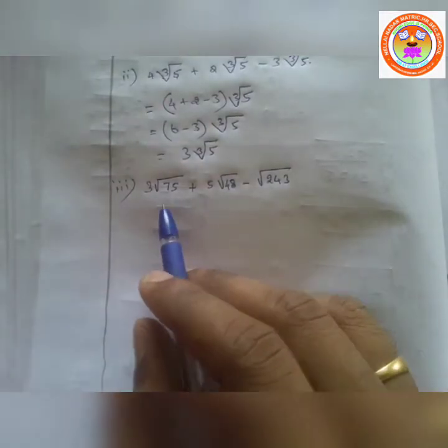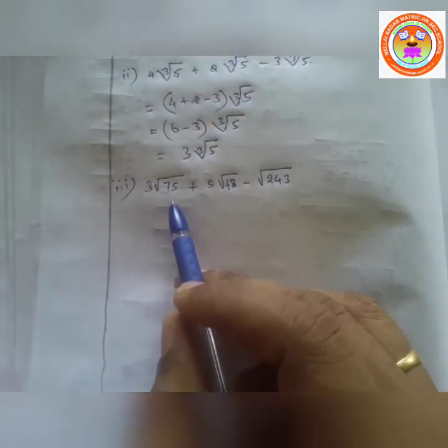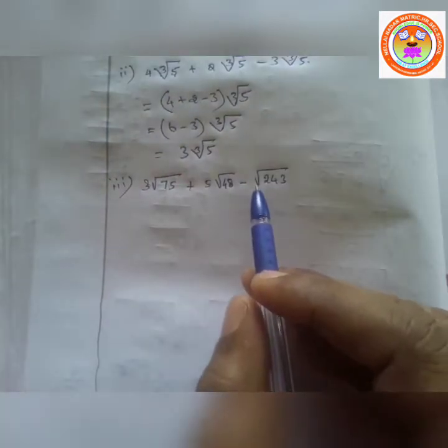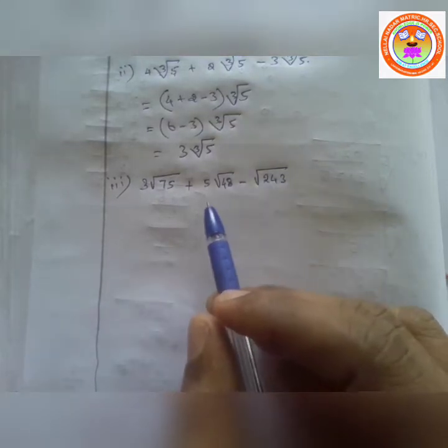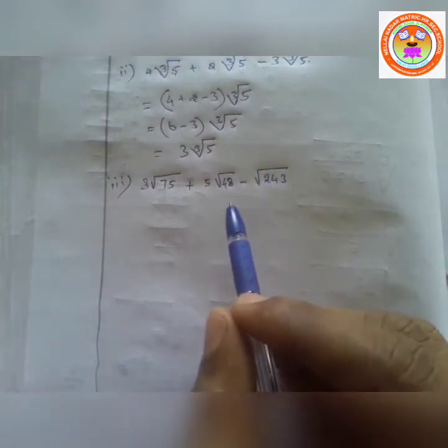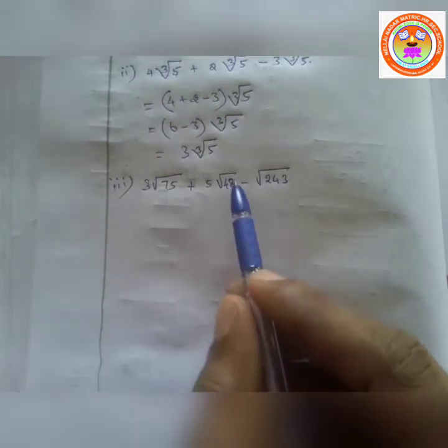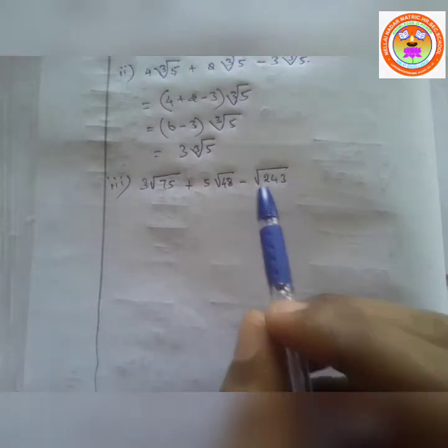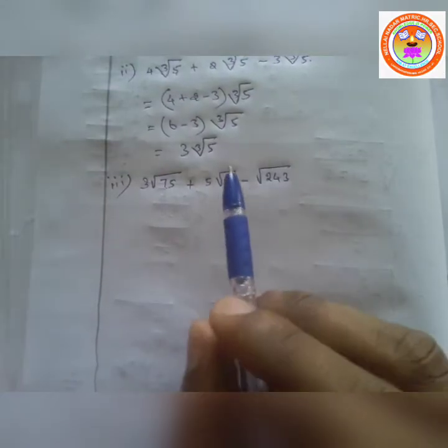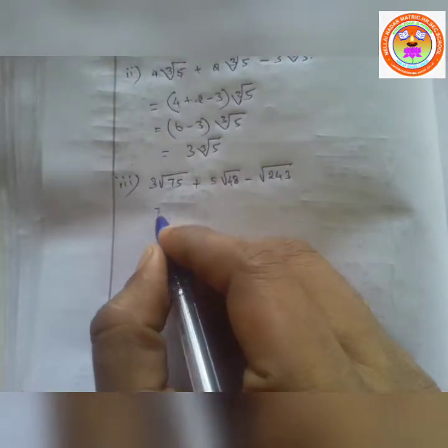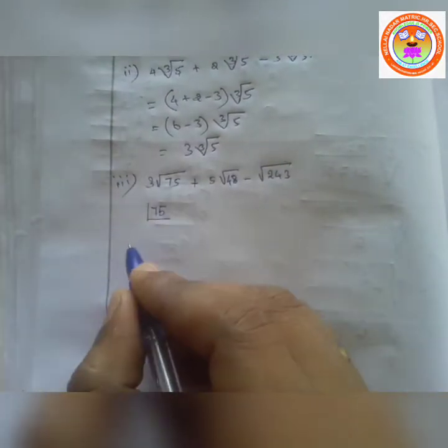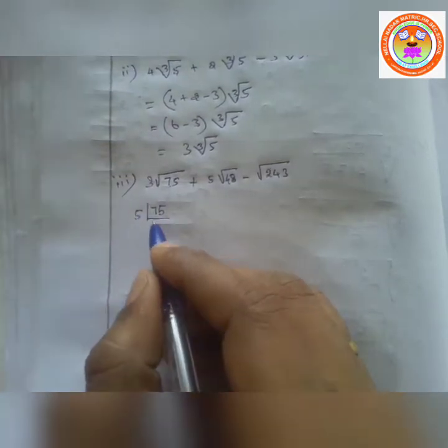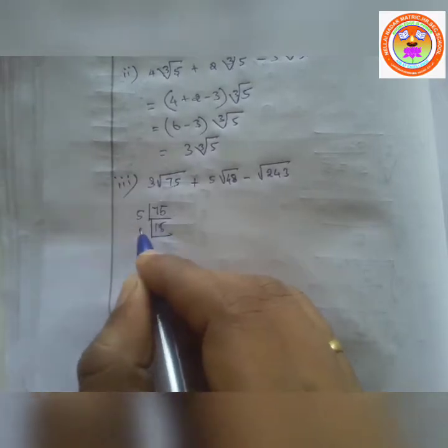The third subdivision is 3 square root of 75 plus 5 square root of 48 minus square root of 243. You might think that these are all unlike surds, because square root of 75 is there, here 48 is there, here square root of 243 is there. So what do you have to do? You have to think. Do the prime factorization for this 75. In which table will 75 come? 5 tables. Very good. 15 times. Again do it. 5 tables.